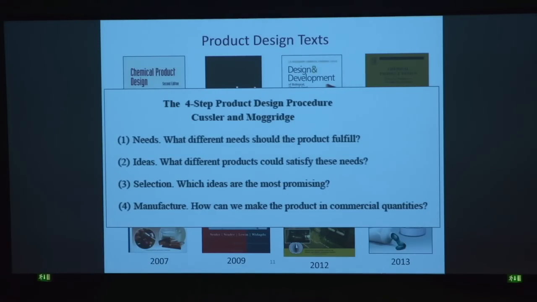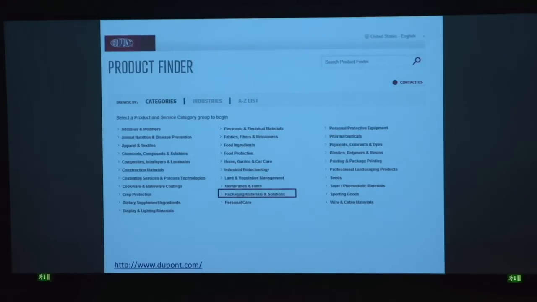And by now, many of our seniors would know the four-step procedure proposed by Kessler and Moritz: needs, ideas, selection and manufacture. Now, did we make a good decision in moving into this area, in spending all our time and effort 17 years ago?